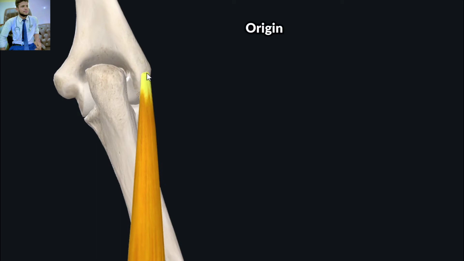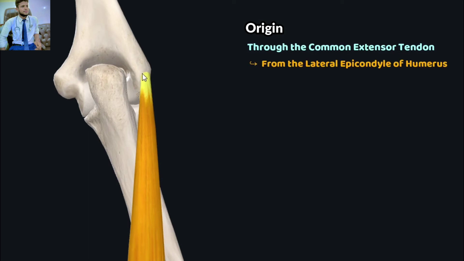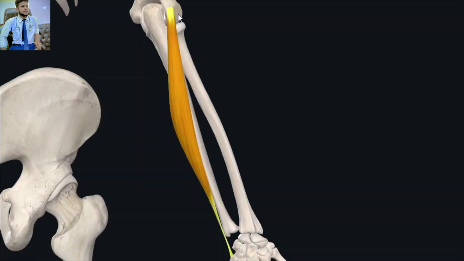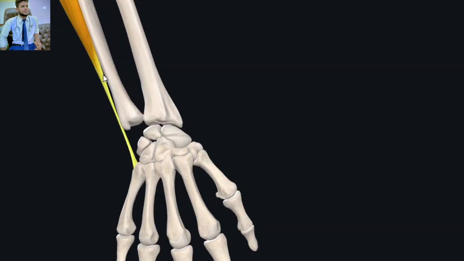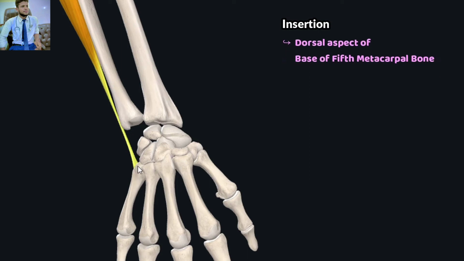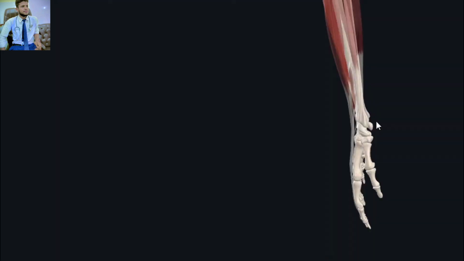Now we talk about the origin and insertion of this extensor carpi ulnaris muscle. So this muscle originates through the common extensor tendon from the lateral epicondyle of the humerus. The originating tendon forms the muscle belly, which runs along the whole forearm length and arrives at the distal end of the forearm. At the distal end, this muscle belly forms a single tendon, and that tendon is inserted on the dorsal aspect of the base of the fifth metacarpal bone.